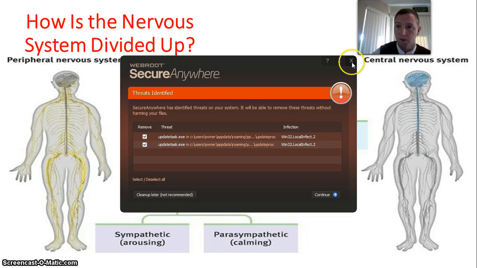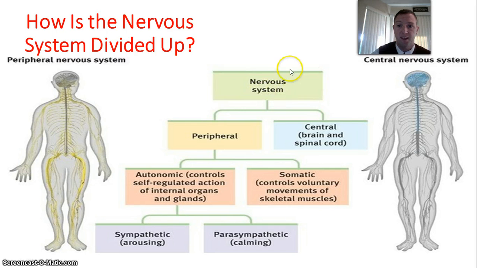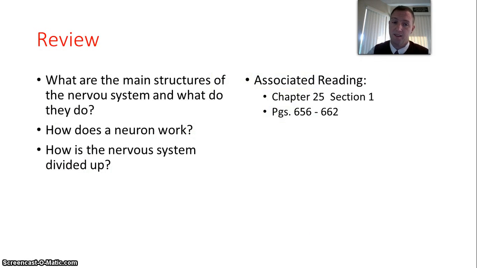Big idea here is my nervous system has two huge divisions, peripheral and central. Okay? Peripheral nervous system breaks down to the autonomic, things you do involuntarily, and the somatic, the things I can consciously control. Cool? All right. Hopefully that's enough for you.